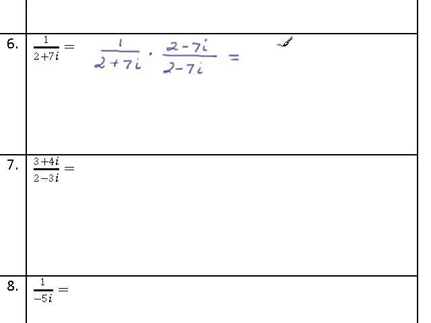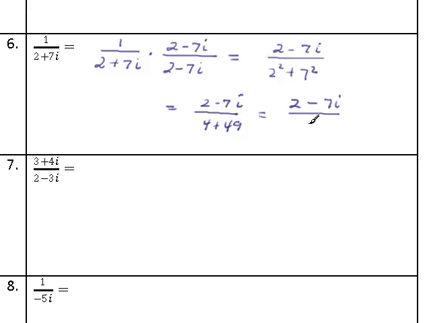All right, so in the numerator here we have 2 minus 7i. In the denominator we're using that a squared plus b squared formula, so we have 2 squared plus 7 squared. So that's 2 minus 7i. And here we have 4 plus 49. Or 2 plus, sorry, that's minus. 2 minus 7i divided by 53.